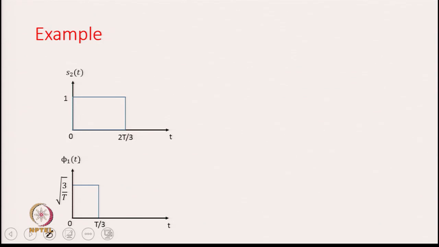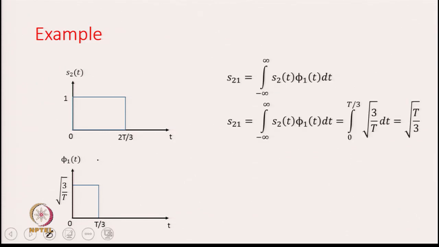Once we know S2t and phi 1 t, we can first obtain S21. S21, remember, is the projection of S2t on phi 1 t. So, I have to find out this integration. Finding this integration is rather trivial. You can work it out yourself and find that the value of S21 is the root of T by 3.